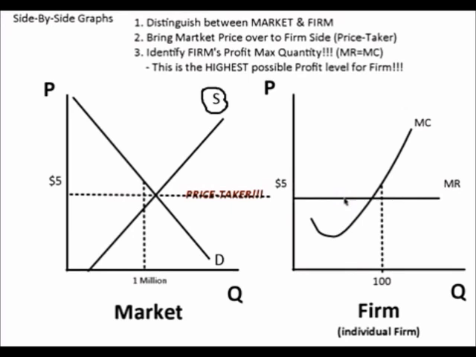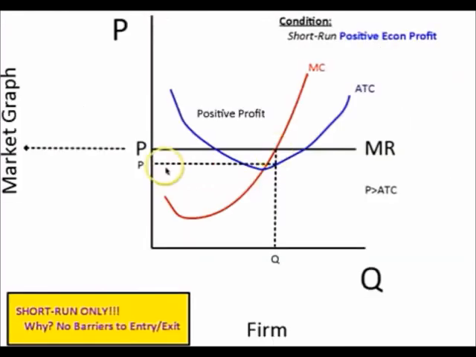Okay, so let's go back to this screen. Because of the positive economic profit, there will be entry. The supply on the market side will begin to shift right as we have more sellers. As that begins to happen, this marginal revenue line is going to start to drop because the firm is a price taker, and it's going to eventually drop to what is called the long run equilibrium, which is zero profit. So this is a short run condition only. It cannot last in the long run. All right, that's positive economic profit.